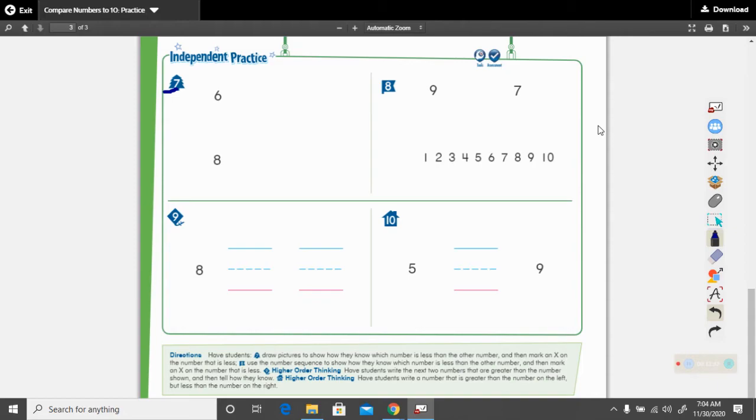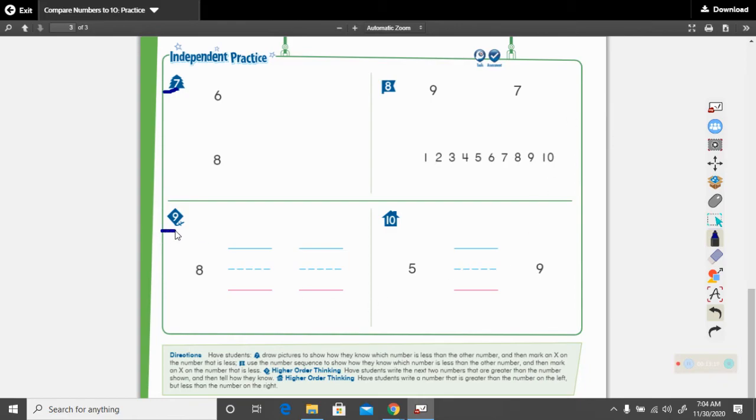So use the number sequence by drawing lines from each number to that matching number in the number sequence, like from the 9 to the 9 and from the 7 to the 7. And then you're going to put an X on whichever number is less. Okay, I'm going on to number 9. If you need to, make sure you pause the video.